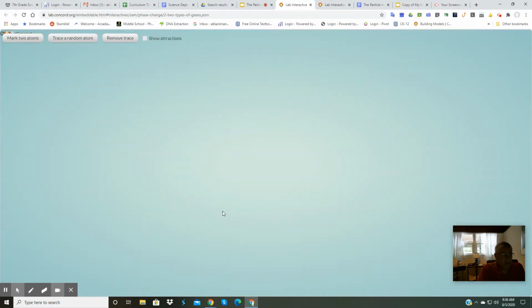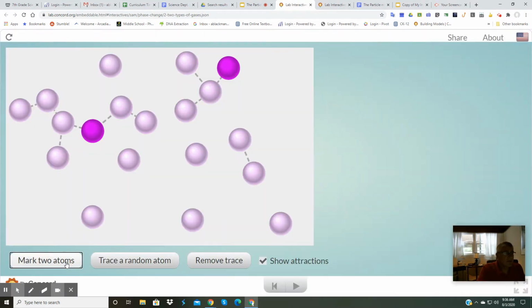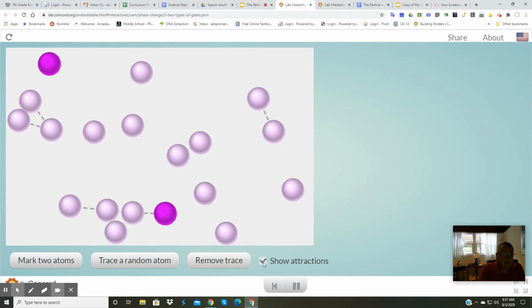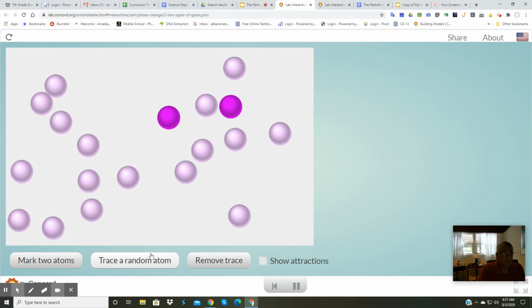I will take you through another online simulation where I'm going to mark two atoms and I'm going to go ahead and show how these are moving around. Notice how they are moving at a random pace.